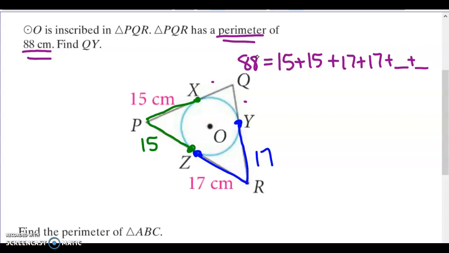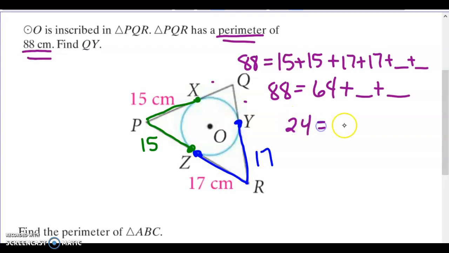Okay, so 15 and 15 is 30, and 34 is 64. So 64 plus what makes 88? If I subtract the 64 to the other side, then I would get 24 equals what plus what. And we know these two pieces have to be the same. So that means that those two pieces are going to be 12s. All right, so XQ would be 12 and QY would be 12.